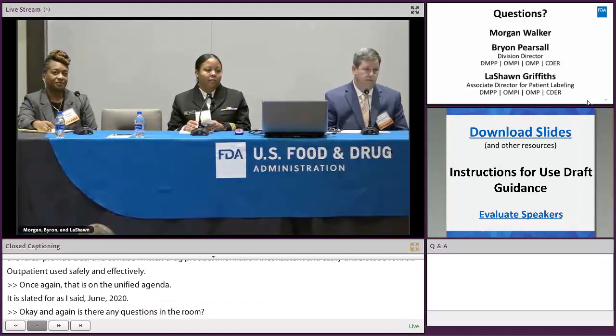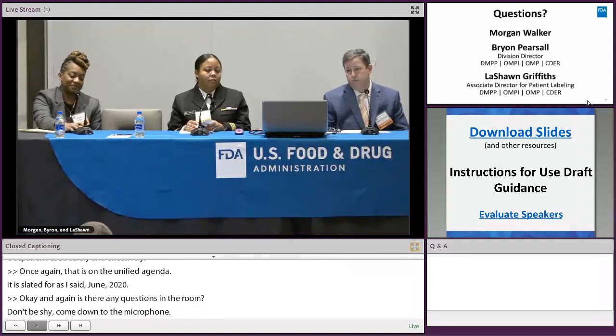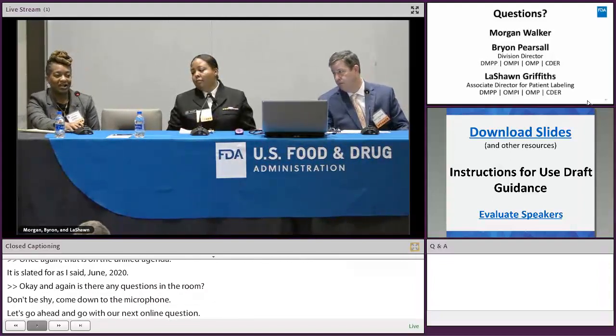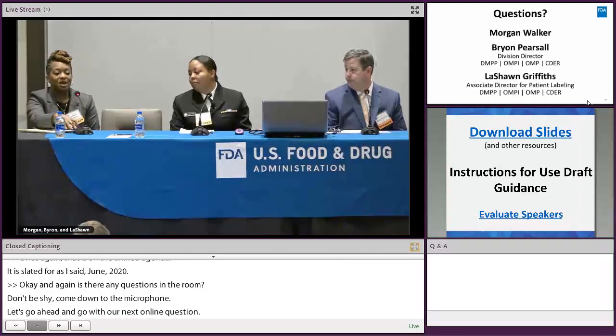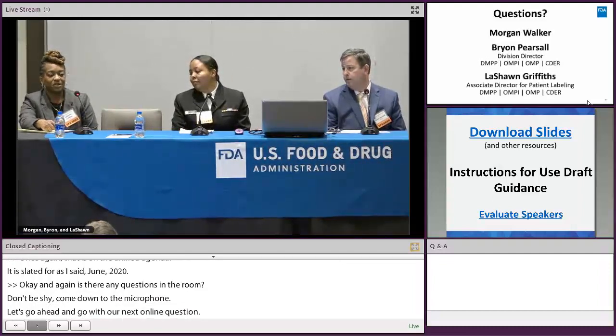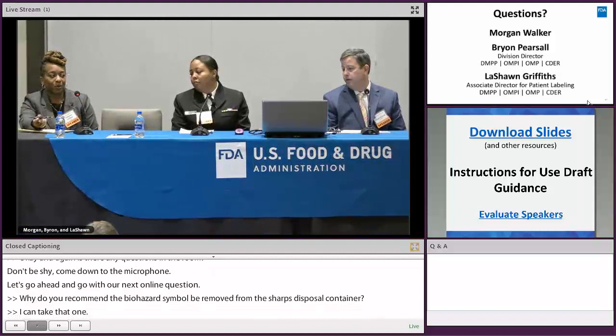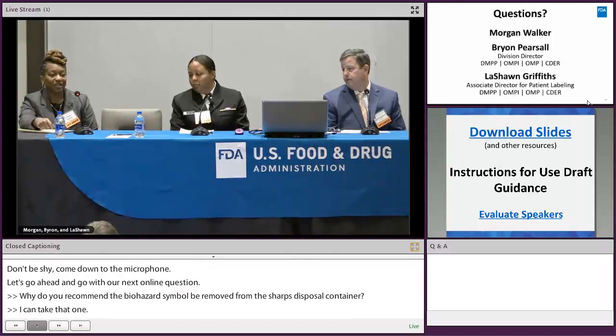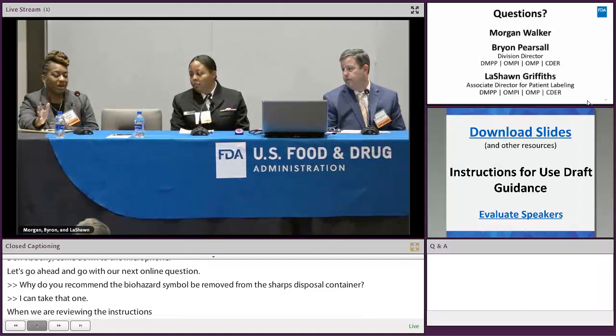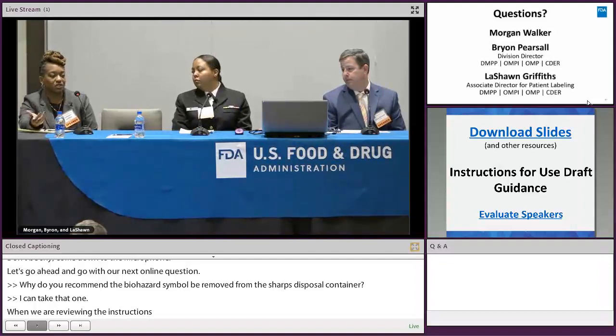Why do you recommend that the biohazard symbol be removed from the figure of the sharps disposal container? I can take that one. When we're reviewing the instructions for use, if it is some sort of injectable, oftentimes the applicant will propose, with the various figures that they have in the document, a picture of a biohazard symbol container and instruct the patient on this is what needs to be used to dispose of the sharps.